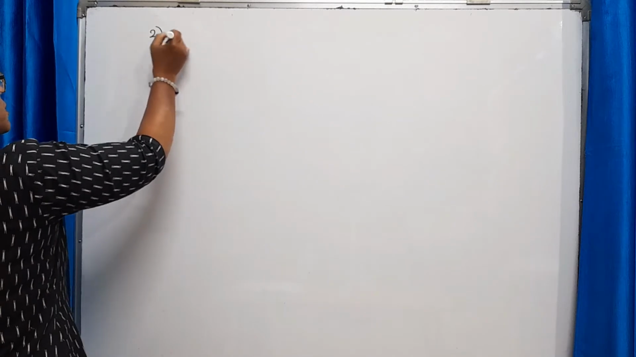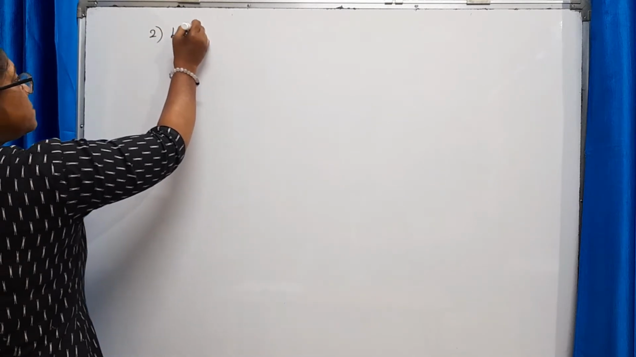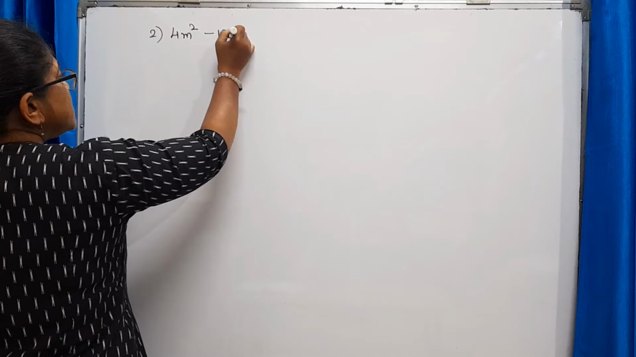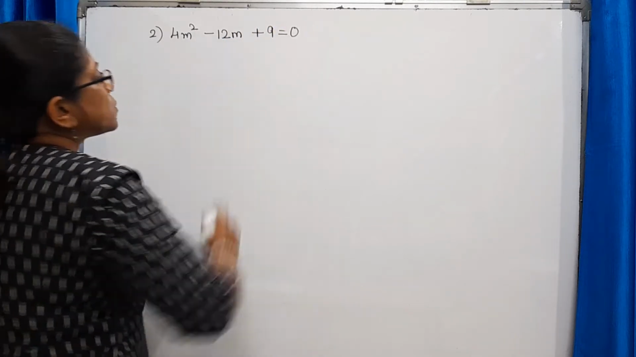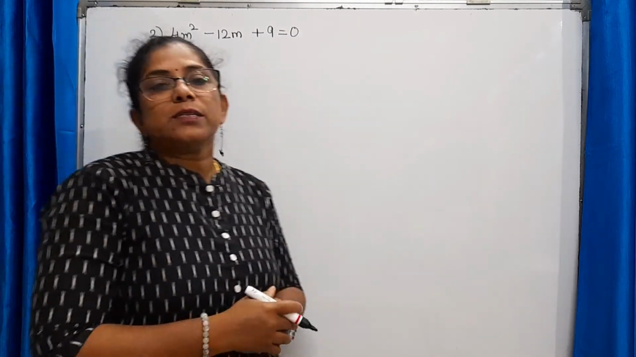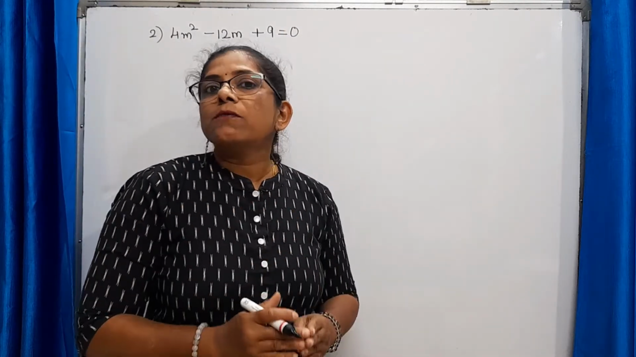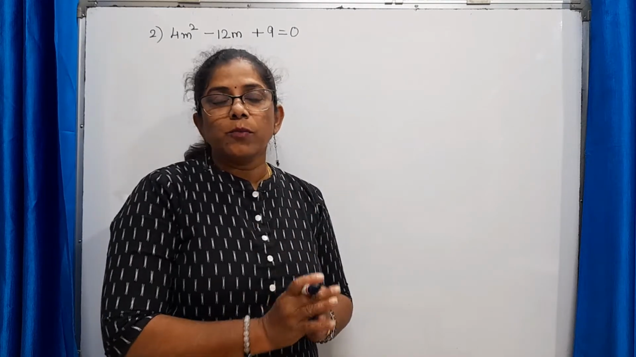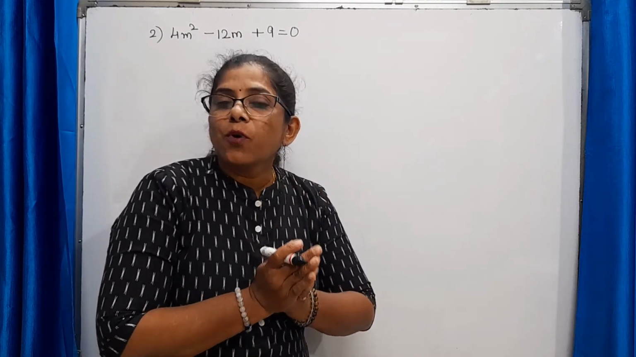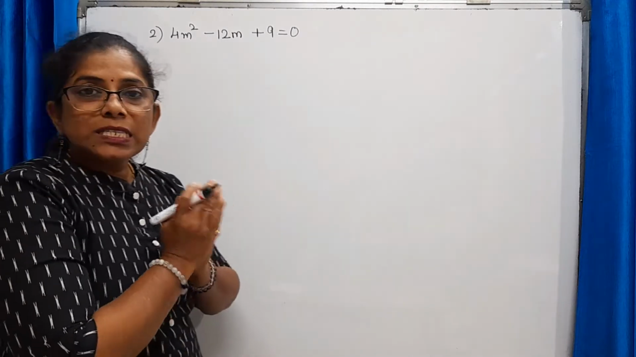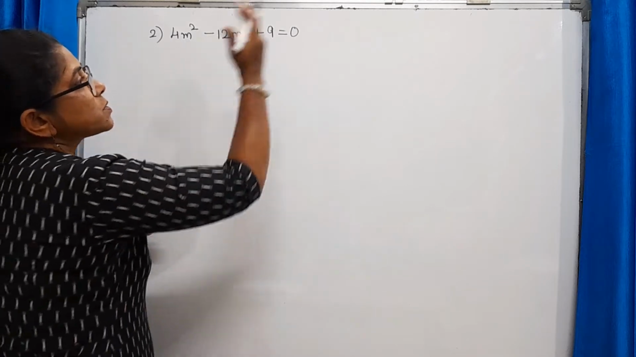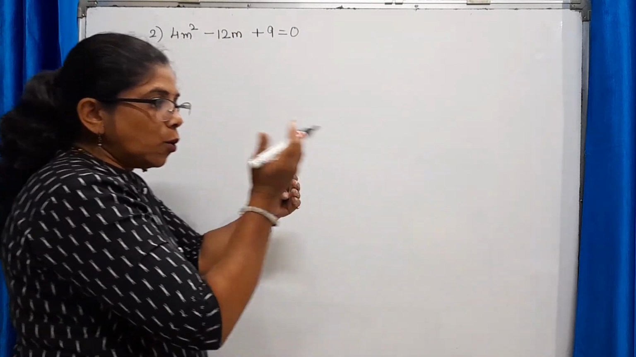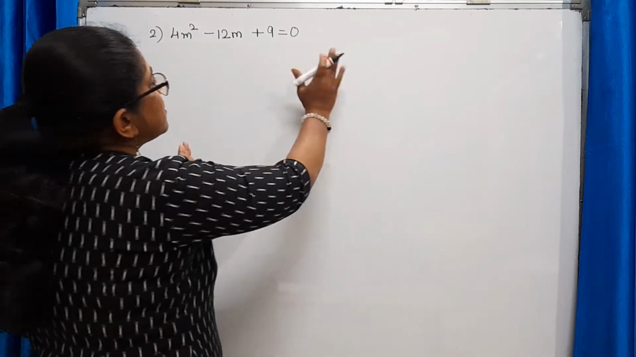Let's see the second example. Example number 2. 4m square minus 12m plus 9 is equal to 0. Now here, while explaining these examples, I am writing all the quadratic equations in the standard form, the general form. If it is not in the standard form, to get the values of a, b and c, you always have to write the equation in general form. So if you find any terms on the RHS, bring all those terms to the LHS and make the RHS 0.